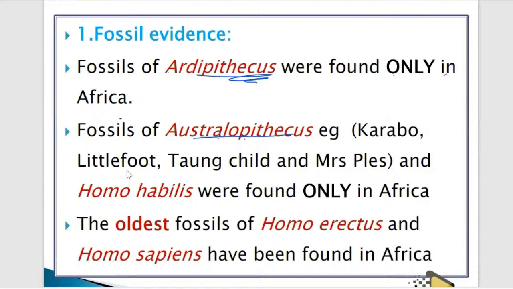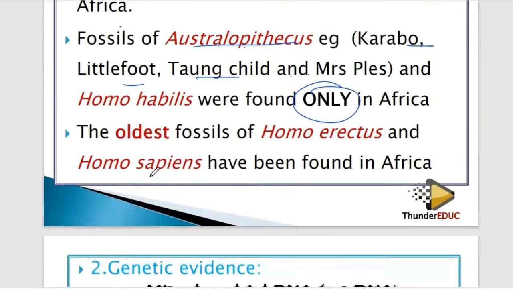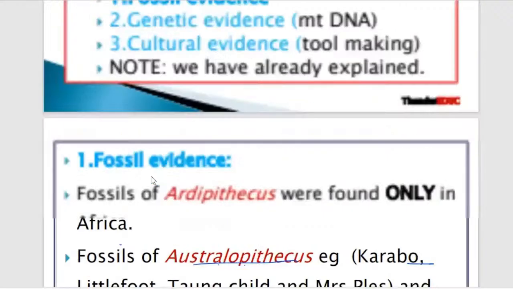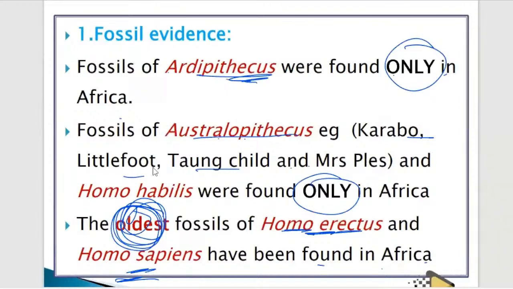Fossils of Australopithecus, like Rabo, Little Foot, and the Taung child, you can talk about too. And Homo habilis were only found in Africa. You see, this word only is very important. But once you come to Homo erectus and Homo sapiens, you talk about the word oldest. The oldest fossils were found in Africa. If you don't put it, we cross it. And for the first group, you don't add the word oldest, because we will ask you what about the newest? So we cross it.